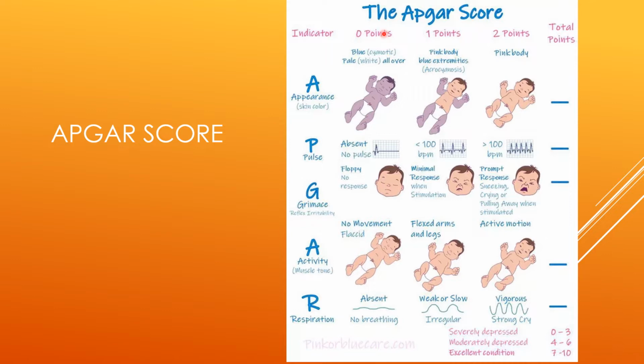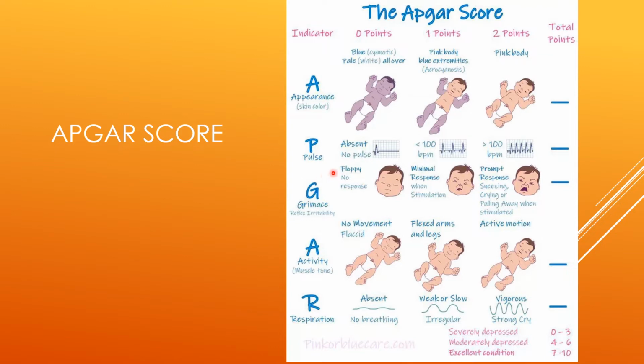In the APGAR score system, there is a point system based on the baby's condition. This APGAR score has to be assessed within 1 minute and within 5 minutes. The first one is appearance. If the baby's color is fully bluish, that is cyanosed, the score will be 0 points. If only the baby's extremities have bluish discoloration, that is acrocyanosis, you give only 1 point. If the baby's color is fully pink, you give 2 points.